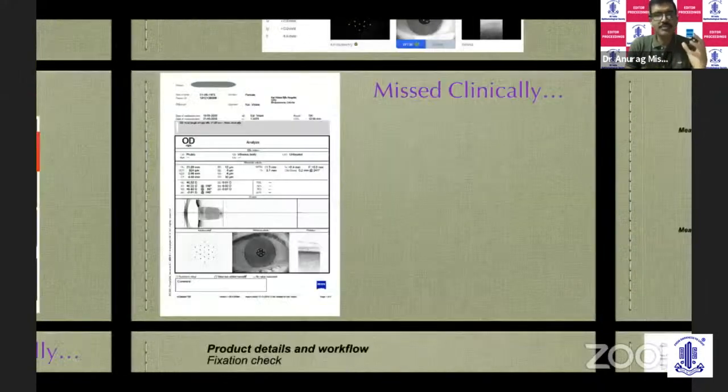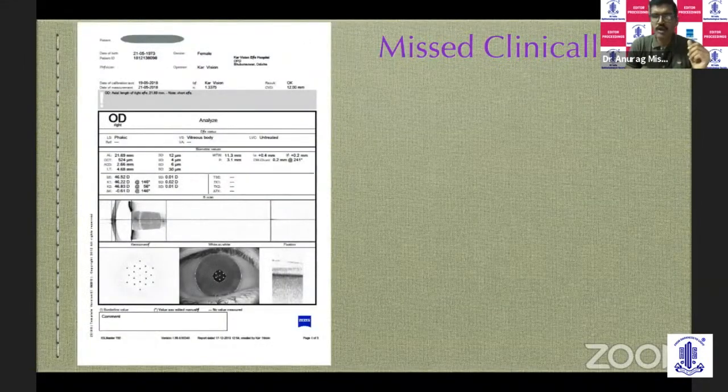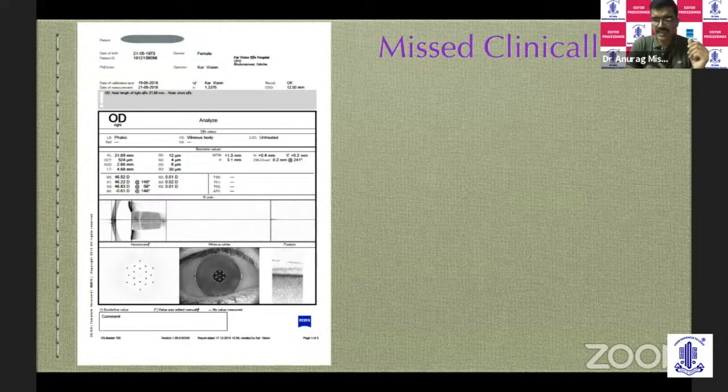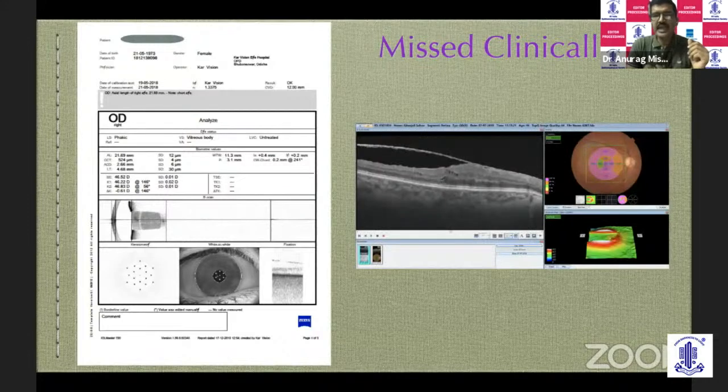This is one example wherein I had missed something clinically. My optometrist came running to me and said, I find something in the B-scan image of the IOLMaster 700, please cross-check. We did an OCT and found that there was an ERM pulling on the macula. I had missed it clinically. Call it my negligence, but I had missed it.